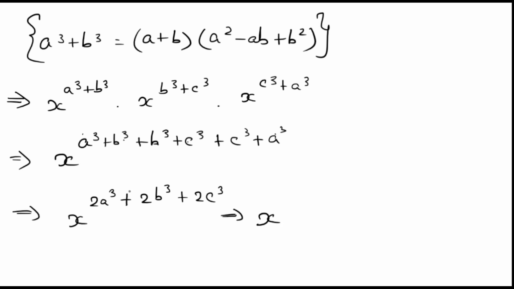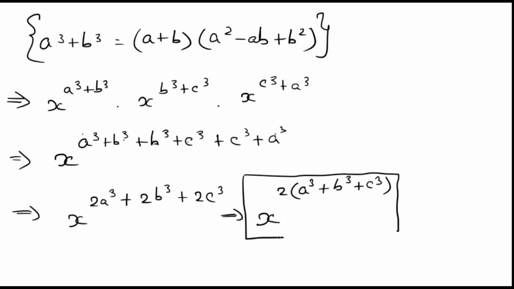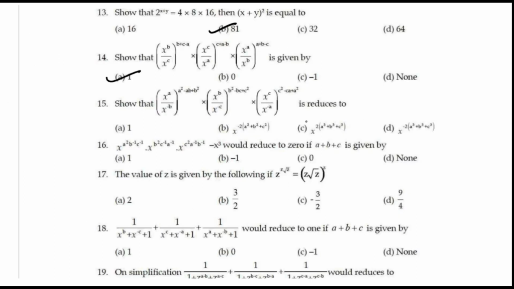Now x to the power 2, I'm taking it out as common. So we'll get 2 into A cube plus B cube plus C cube. This is the answer, which is option number C. So for 15th one, the correct option is C.